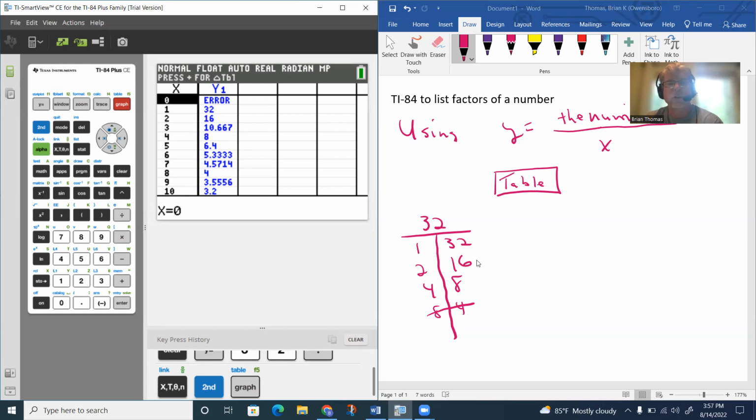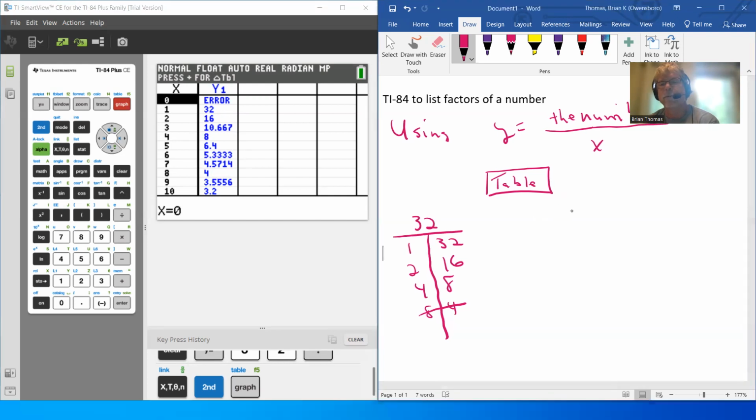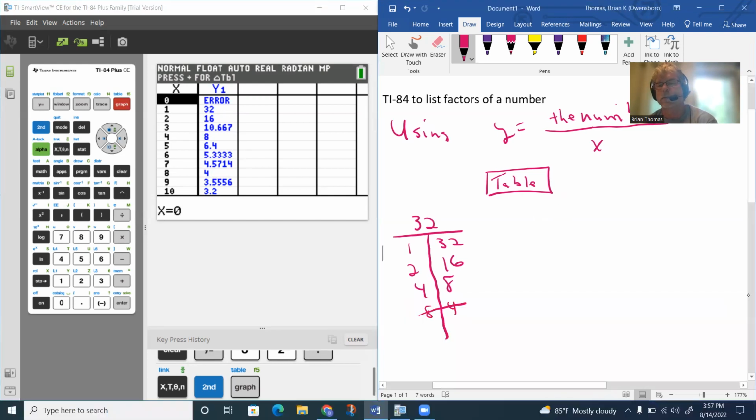So I could be using your TI-84 to list factors. Let me try one more. Let me just do, say, 54. Let's see if I get this to work for us here. Again, I could also use the calculator by just dividing things out.